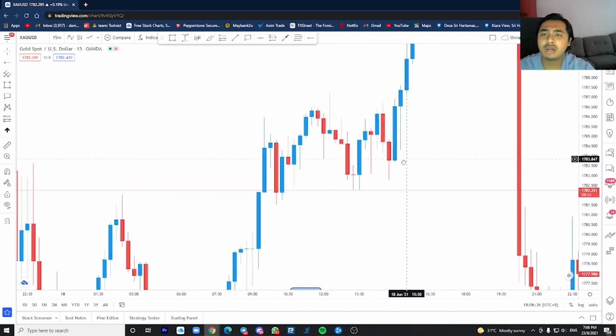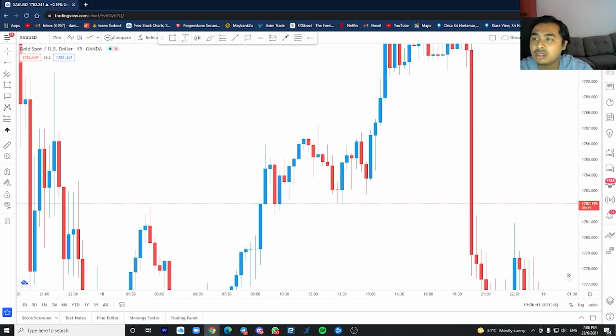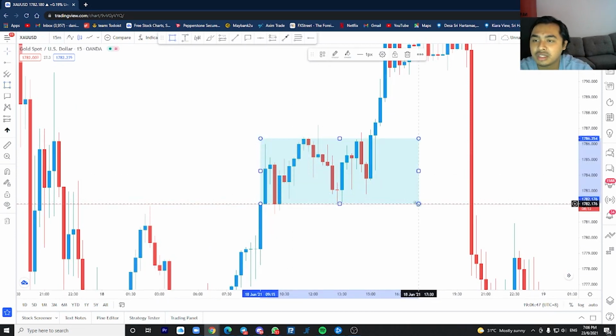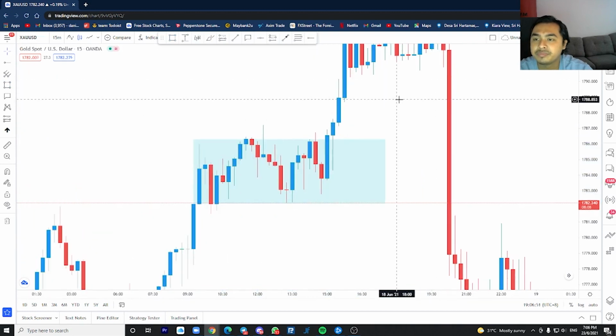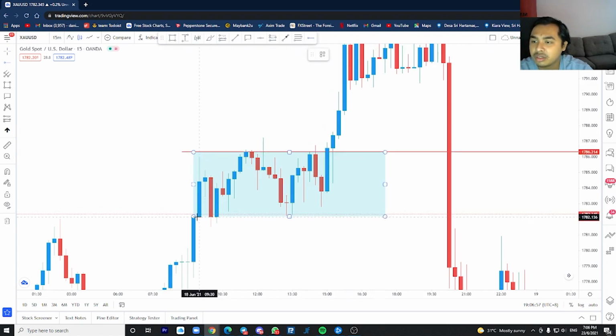So let's just find one more example. Okay, one last example. We have this strong area of support and resistance in this particular zone. So the level of resistance would be here. The levels of support would be somewhere down here, here or here, depending. Let's just put it somewhere here.